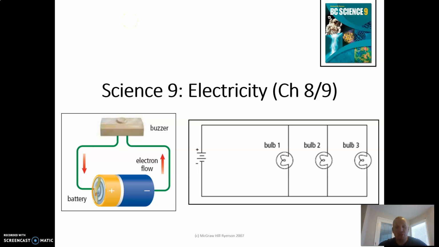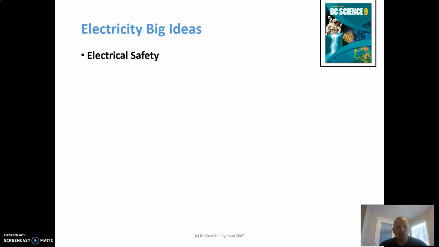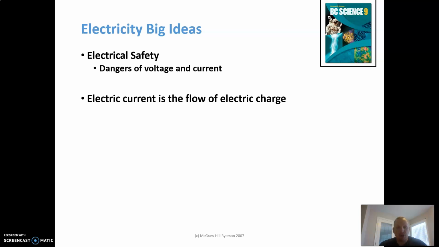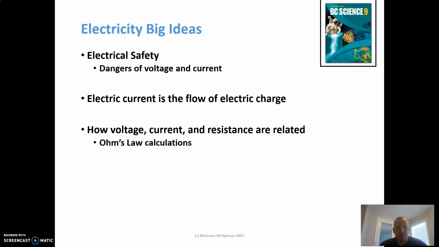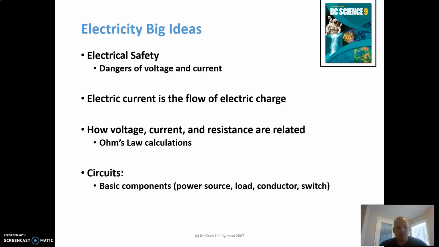What we're going to do this week, we're going to start our next unit on electricity. We're going to cover this for the next 3 weeks. So the big ideas we're going to learn in this unit, we're going to learn just some basic tips about electrical safety. We're going to learn what electricity and electric current actually is. We're going to go over how voltage, current, and resistance are related, and we're going to do some simple calculations using Ohm's law. And then we're going to go over circuits. We're going to go over the basic parts of a circuit and the different types of circuits.